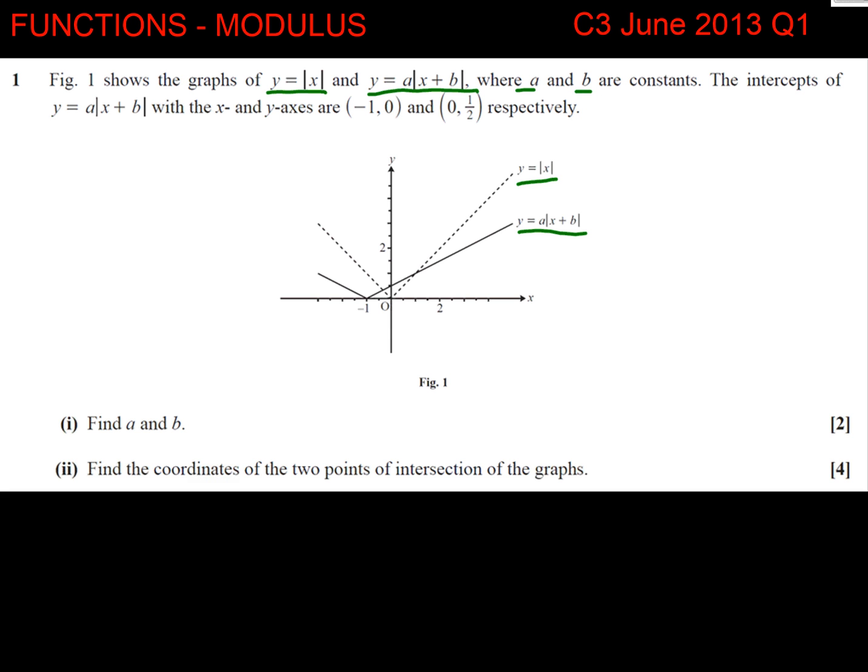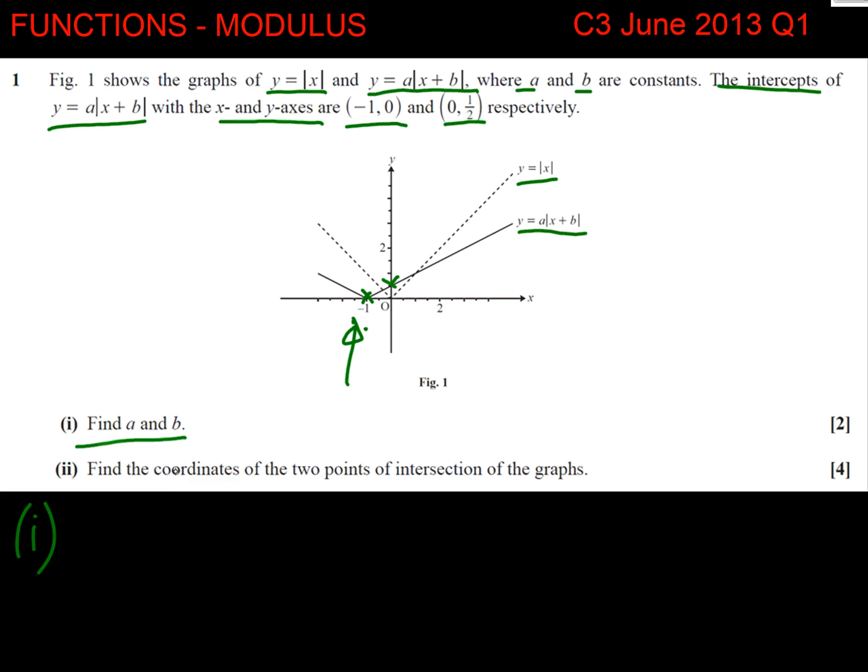The intercepts of y equals a times the modulus of x plus b with the x and y axes are at (-1, 0), that's that point there, and (0, 0.5), so that's that point there. So question 1, find a and b. Well, I would always start this by looking at the bottom of the V, and seeing what's going on.